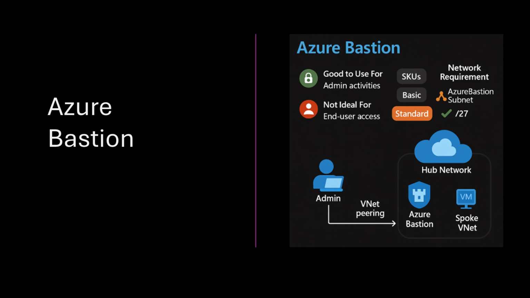By centralizing Bastion in the hub, you not only enhance your security posture, but also reduce operational costs by avoiding multiple Bastion instances in each spoke.